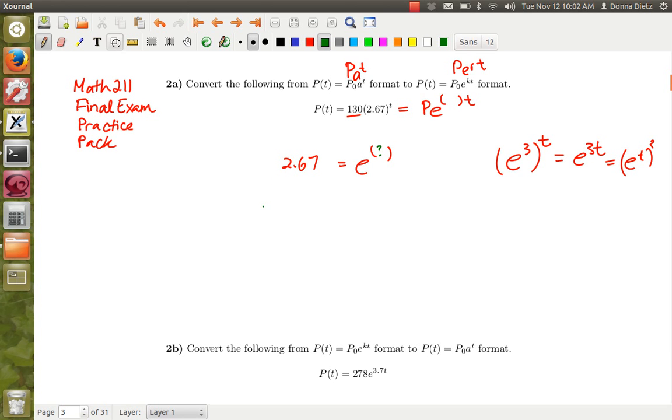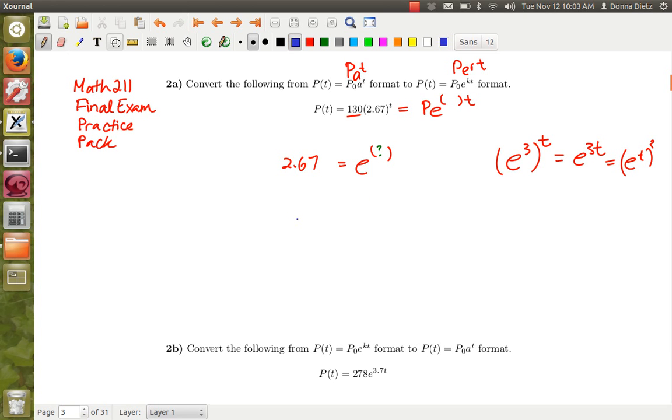Well, that's easy. You just take the natural log of both sides. The natural log of 2.67 is exactly what that number is. And you can think of it two ways. You can think of taking the natural log of both sides, and then this question mark gets to jump out front. That's one way, if you're kind of a formula person. But you can just also think of it this way.